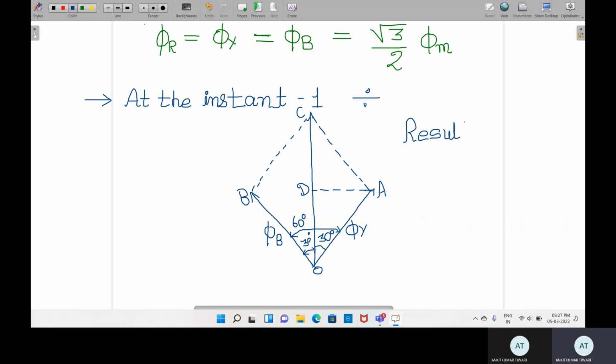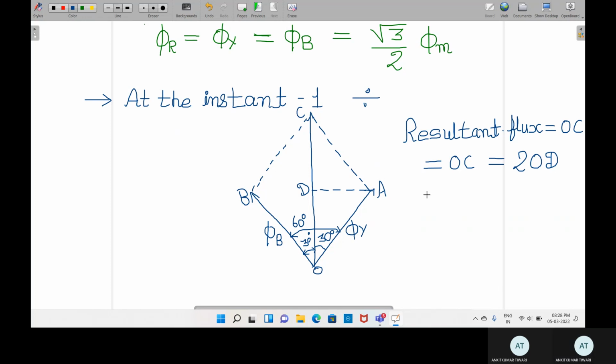Resultant flux equals OC. So OC equals 2 OD, if it is divided into two parts. OC equals 2 OD.